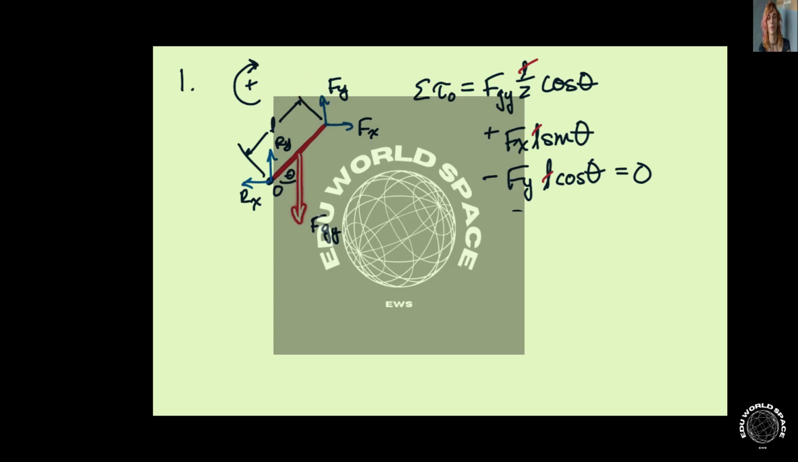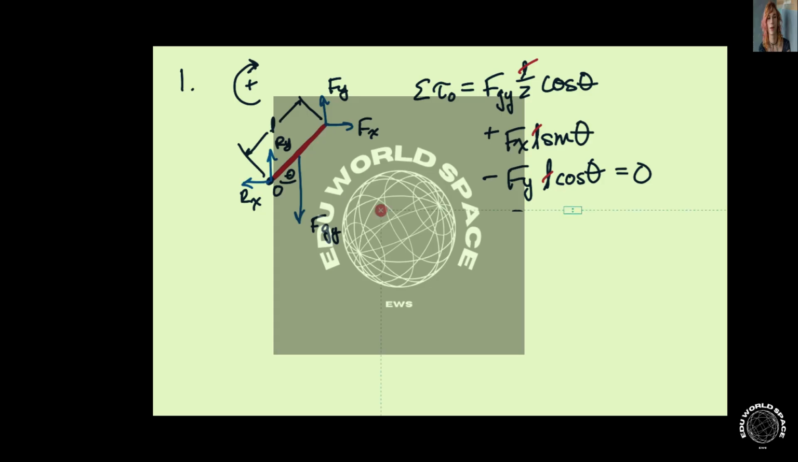So Fg sub y has a moment arm here of L over 2 cosine theta. So this distance here. F sub x creates a moment, also a positive moment, and it has a moment arm of this distance here, which is L sine of theta. F sub y is going to create a moment in the counterclockwise direction, so we have a negative sign here, and its moment arm is this distance, which is L cosine theta. And that has to be equal to 0 for this to be in rotational equilibrium.